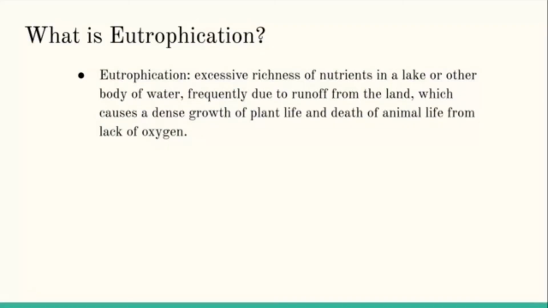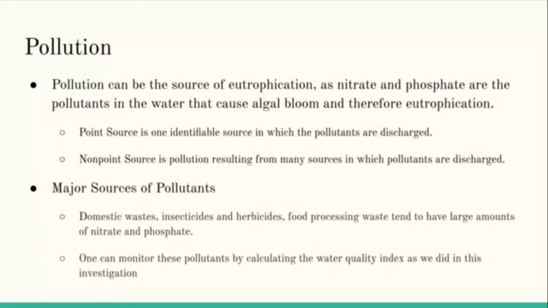Okay, so to start off, I'm going to talk about eutrophication. Eutrophication is the process of excessive richness of nutrients in a lake or other body of water, frequently due to runoff from land, causing dense growth of plant life and eventually the death of animal life from lack of oxygen. And eutrophication can be caused by pollution.